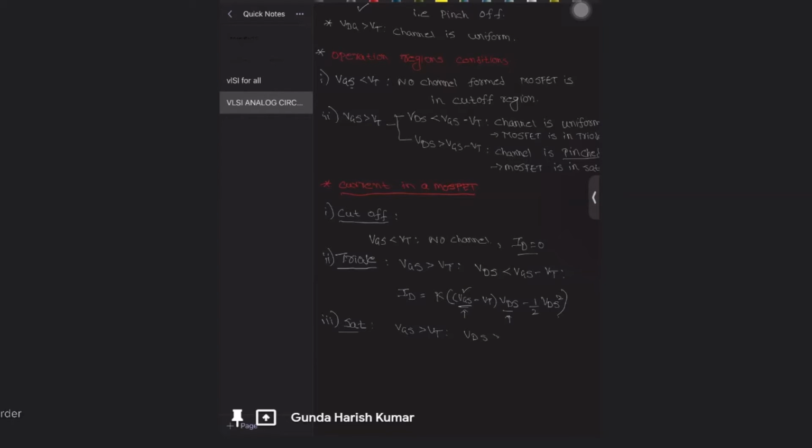In the saturation region, VGS is greater than VT and VDS is greater than VGS minus VT. Pinch off happens in the channel. Here it is called the saturation region because the current is saturated, that is nothing but it is K by 2 into VGS minus VTH whole square.